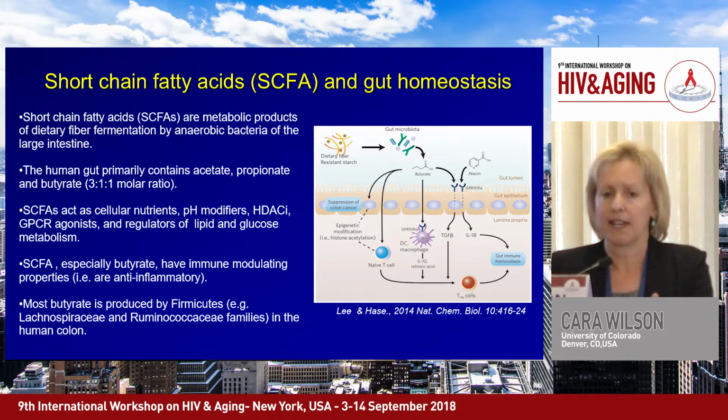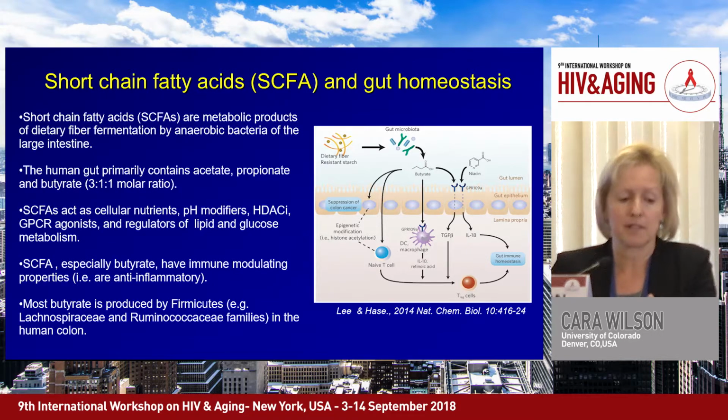Short-chain fatty acids are metabolic breakdown products of dietary fiber, and they're fermented primarily in the colon by anaerobic bacteria. You've probably heard of propionate, butyrate, and acetate. They're the three major short-chain fatty acids, and they play really important roles both at the gut level and more systemically in lipid and glucose metabolism.